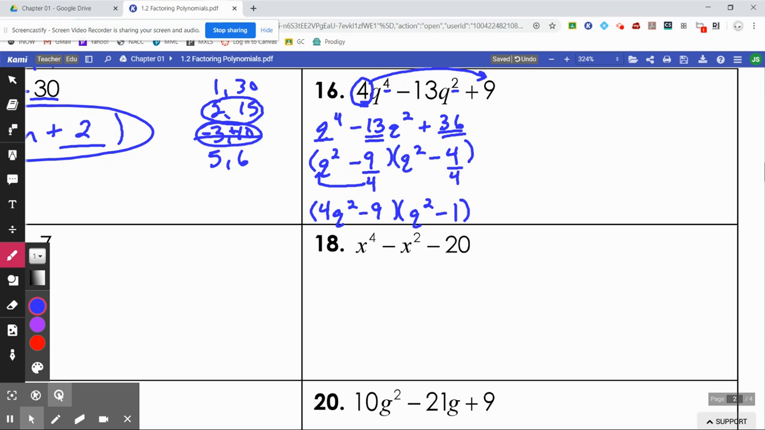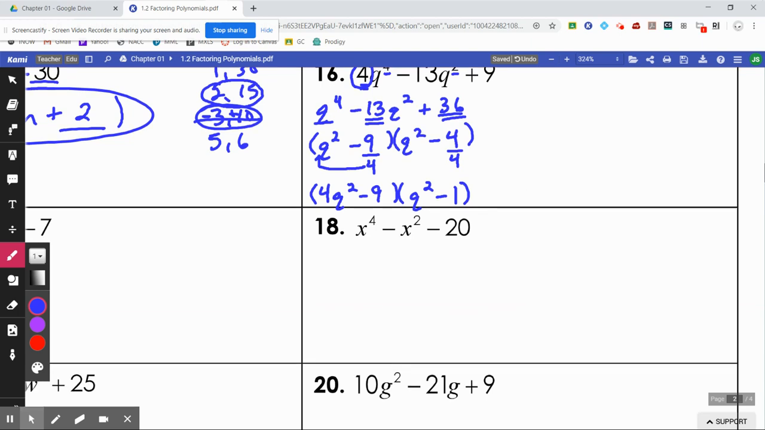However, let's look at something. This actually factors again. What you're left with is a method that we just went over. 4q squared minus 9. Let's come over here. We can do 2 sets of parentheses and factor it again. This is a perfect square. This is a perfect square. Perfect squares factored into conjugates, difference of squares.